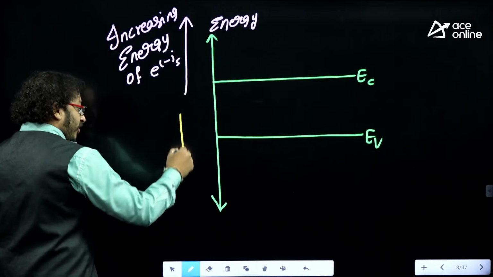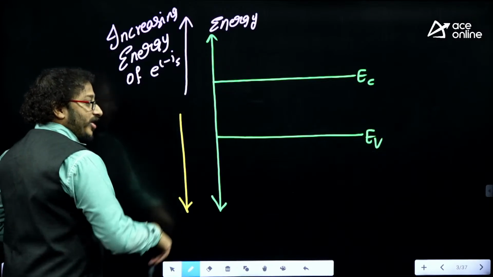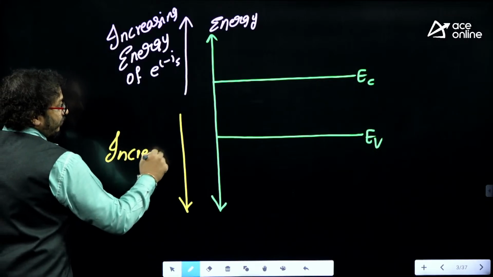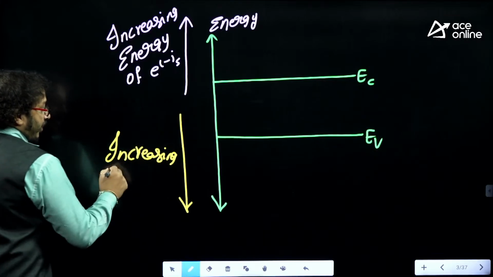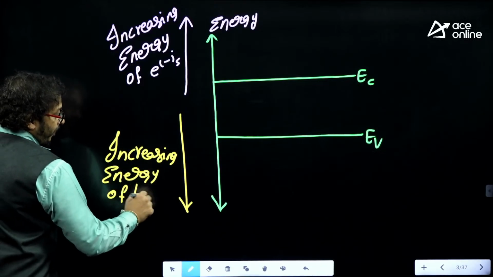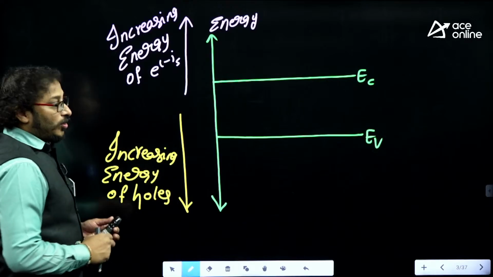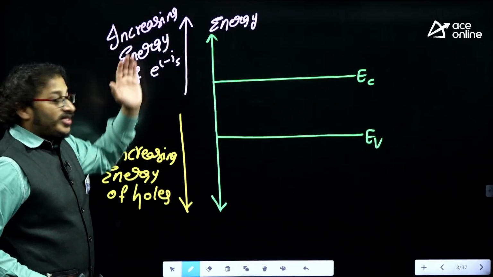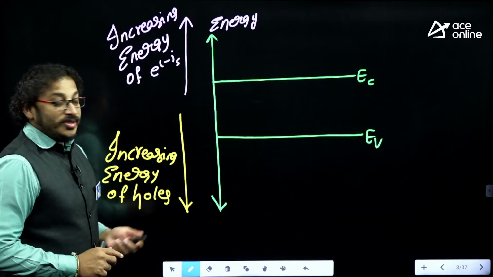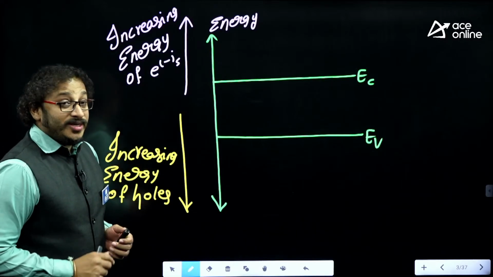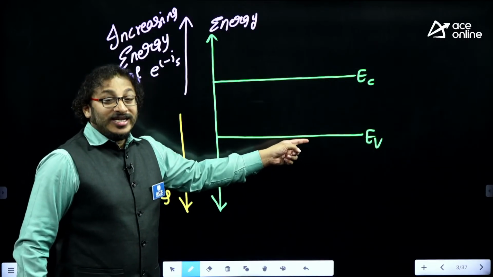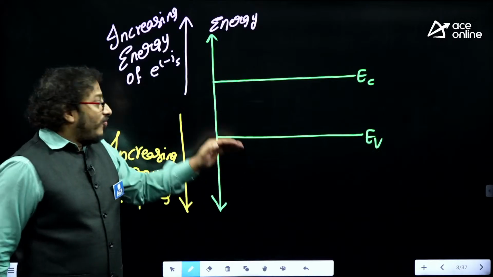In a similar way, if I move towards the negative y-axis, that shows increasing energy levels of holes. Increasing energy levels of what, dear students? Holes. Positive y-axis represents increasing energy levels of electrons. Negative y-axis represents increasing energy levels of holes. Please take care of that. This is very, very important. That is why the lowest energy level of a hole is exactly at EV, the valence energy level.